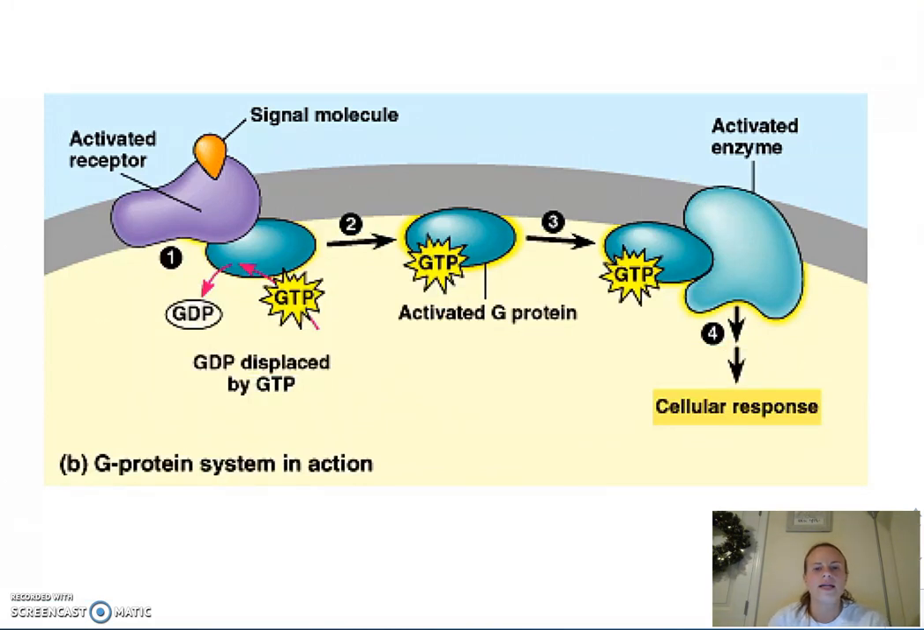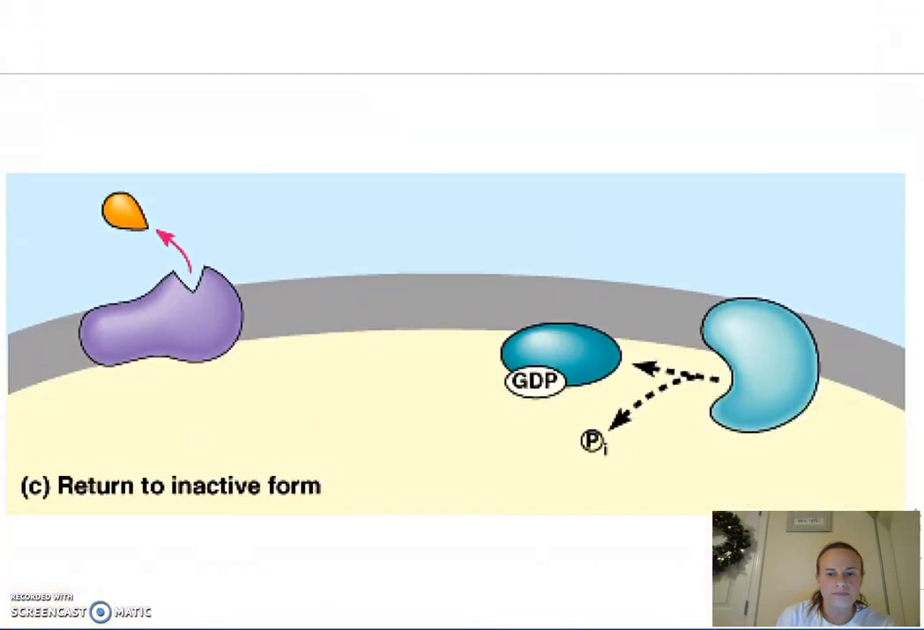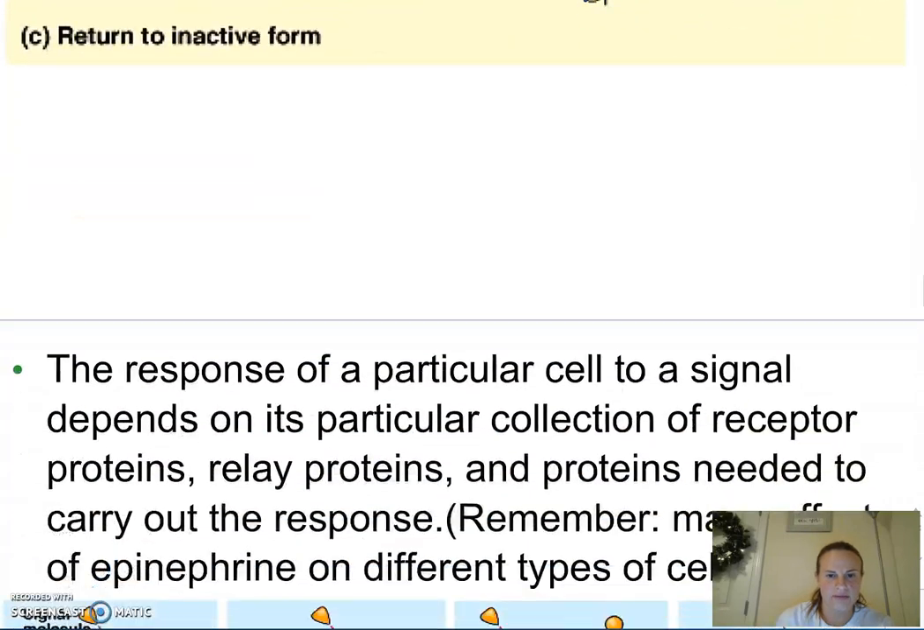Here's an elaboration on an activated G protein. So GDP gets displaced by GTP. What that does is activate the G protein, which then activates the enzyme, which is the target in this case, and that results in some sort of cellular response. Then we just return to the inactive form. In other words, GTP gets hydrolyzed and GDP returns to the G protein, inactivating it.